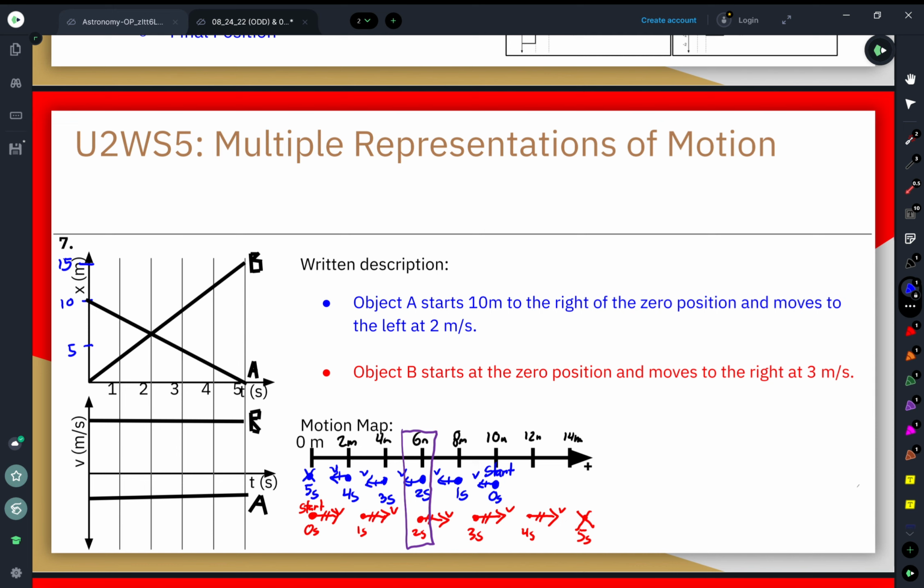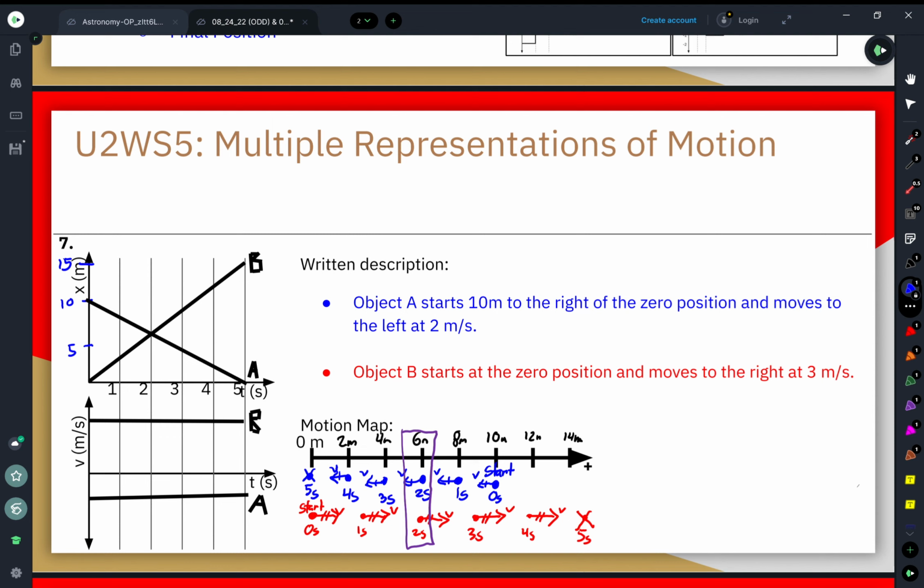So right now for problem 7, we have our 4 representations of motion that we were trying to solve for worksheet number 5. We have the written description that was provided for us, the motion map that we constructed ourselves, as well as the position time graph, once again constructed by us, and the velocity time graph. However, there is another way that we can represent motion.